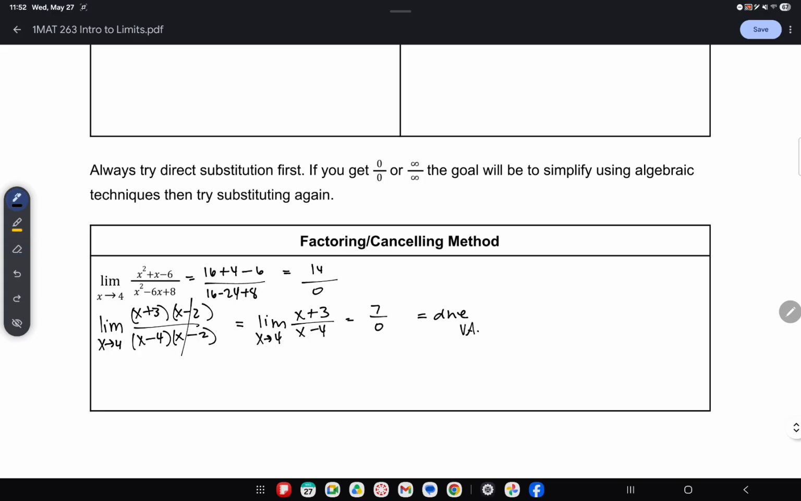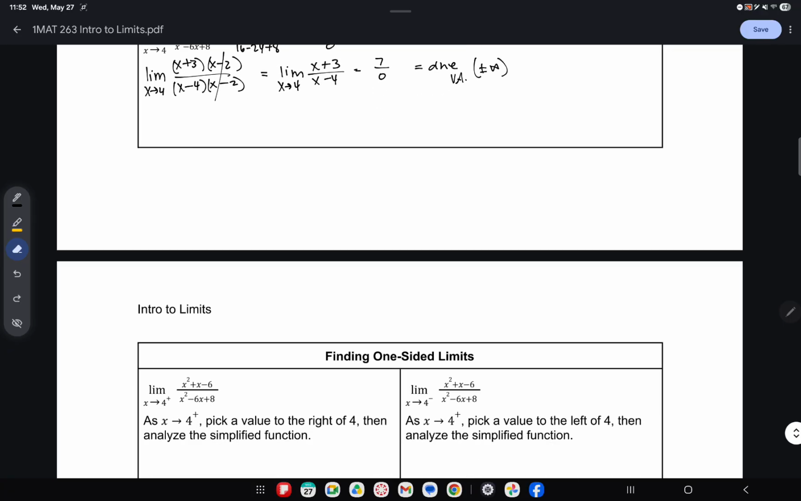There's a vertical asymptote, but I guess a limit is what is the function doing? I'm going to put positive or negative infinity. But, yeah, actually, no, we'll say it doesn't exist. Because this is the general limit, it's not the sided limit. This would have to be a sided limit for it to exist. I'm going to leave it at that.